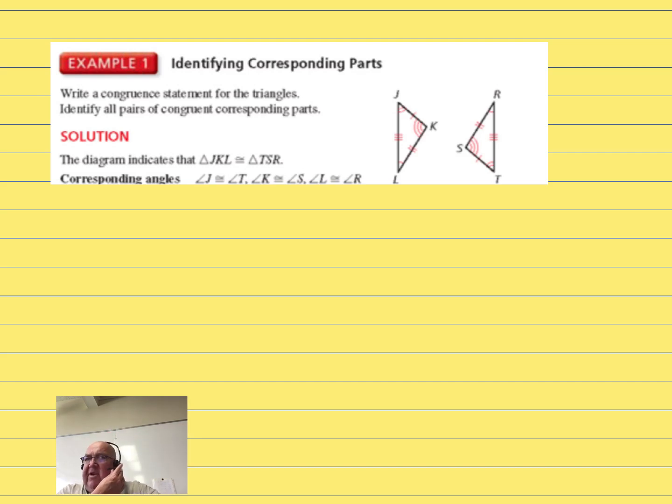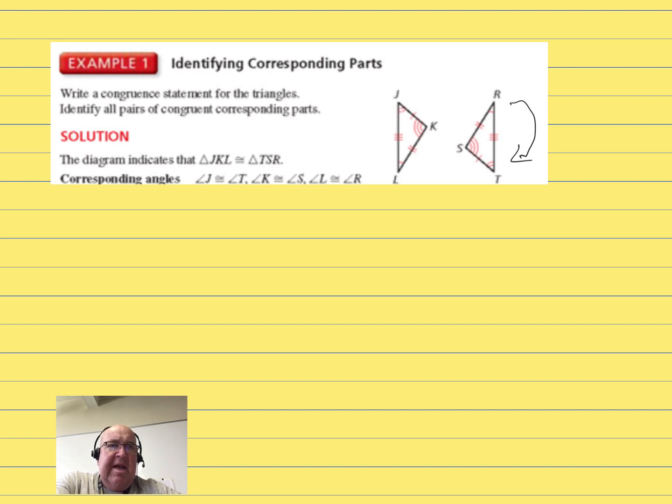Alright, in section 5.2 we're looking at congruency in polygons. So example 1, I've actually included the solution. Write a congruent statement for the triangles, identifying all pairs of corresponding congruent parts. If it helps, think of rotating this 180 degrees, and you would have the parts lined up.